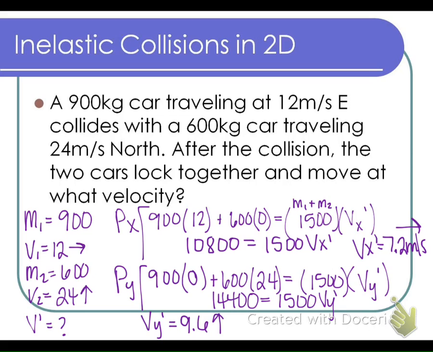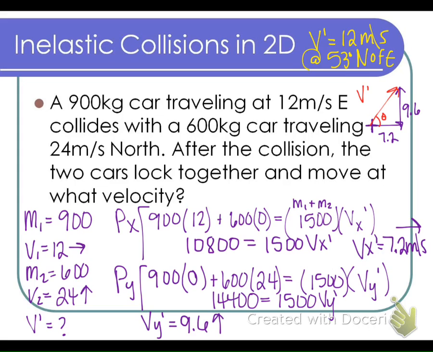Okay, so I'm going to try and kind of squeeze this in at the top up here. We need to go north and east, so we'll go east and then north. Our x component was 7.2. Our y component was 9.6. We want to solve for our resultant here, which would be v prime. All right, so using Pythagorean theorem and inverse tangent, we get our final answer to be 12 meters per second at 53 degrees.